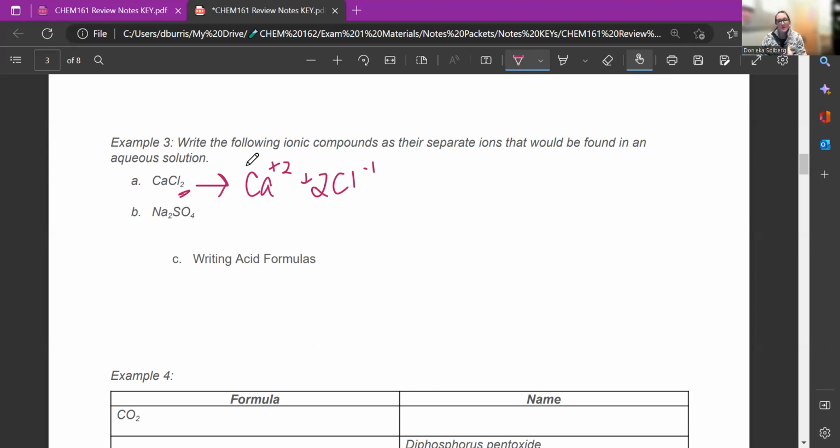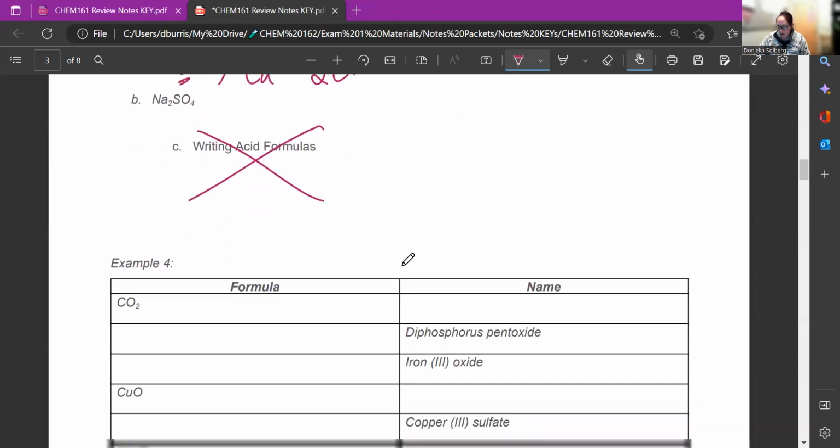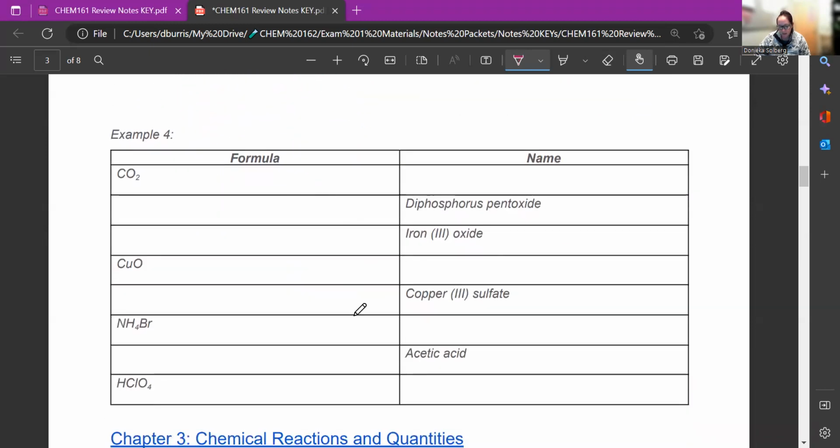Now, if it has a polyatomic ion, you should never change the subscript of a polyatomic ion, which is what Na2SO4 shows. So I want you to try Na2SO4. This is actually not supposed to be here, sorry about that. And then I want you to try these naming examples here as well. Pause here and try your answers, and then check your answers with me.